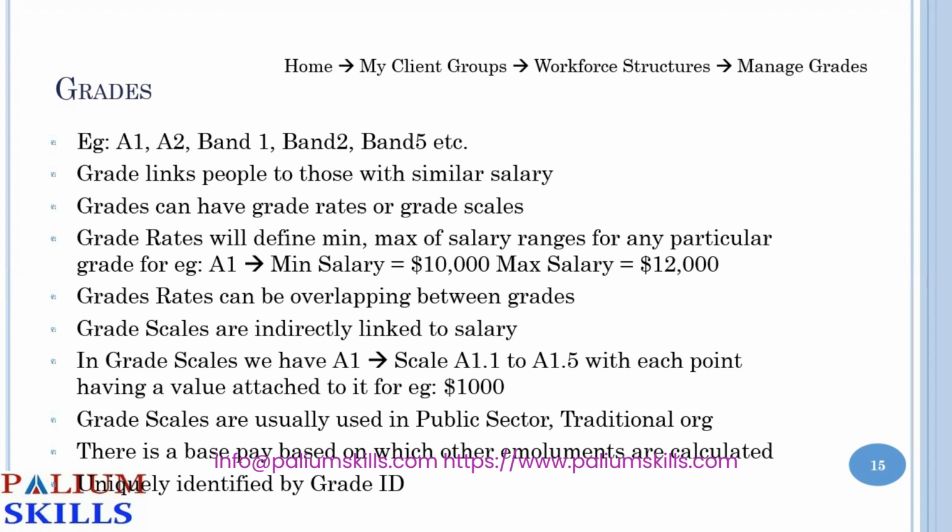Salary scales can be A1 is scale A11, A12, A13, so on, with each point having a value attached to it. For example, you could have $1,000 value attached to it. Grade scales are usually used in public sector and traditional organizations. There is a base pay based on which other emoluments are calculated, and it is uniquely identified by the grade ID.